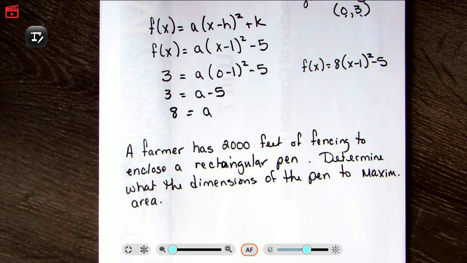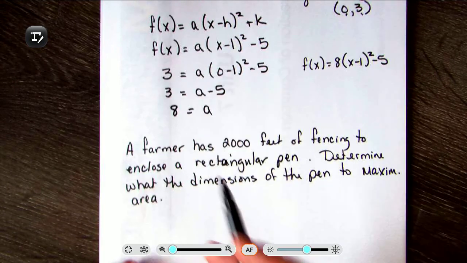We have a word problem. And I know students hate word problems. So we will look at that, and the first thing that sets in is panic. The second thing is we're going to have to do this anyway, so we're going to do it. And so let's see, we have 2,000 feet of fencing to enclose a rectangular pen.